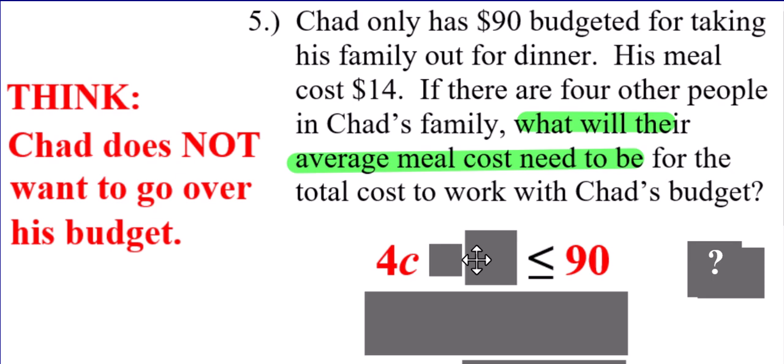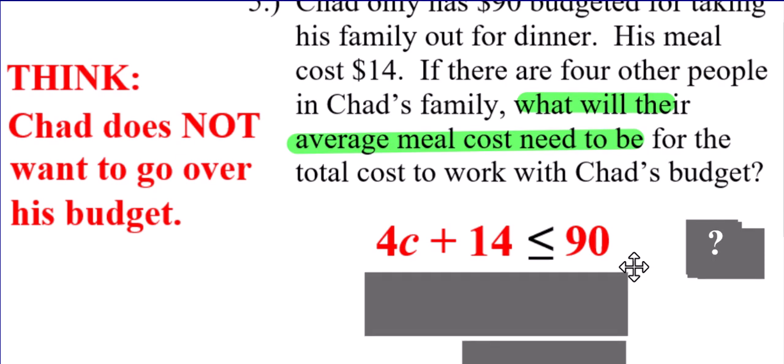We know that Chad's meal cost $14, and we know in real life, to get the total amount that's going to be spent, you would add those things together. That's what you would do in real life to get the total. You would take the meals of the family, add the price of Chad's meal. That's going to give you the total cost of all those meals together. If you have the setup wrong, hit pause now and fix what you've got to fix.